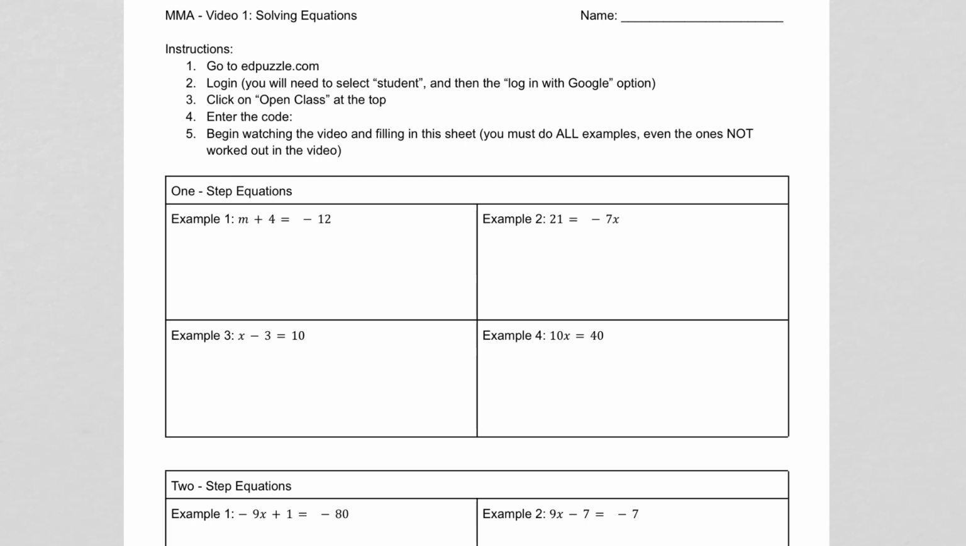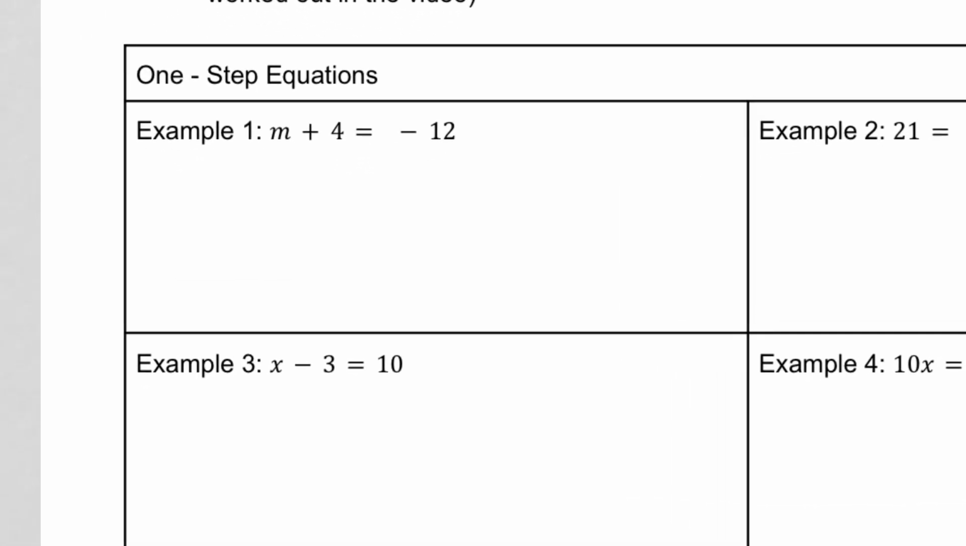So this first video is all about solving equations, and we're going to start in this first box with one-step equations. One-step equations are just like their name says, and it takes 1 step to solve. So remember, when we are solving equations, we want to get the variable by itself. We only want one of it on one side and everything else on the other. So when I look at m plus 4 equals negative 12, on the left side I have m and plus 4. So I need to actually move this plus 4 to the other side to get it away. In order to do that, we have to do the opposite.